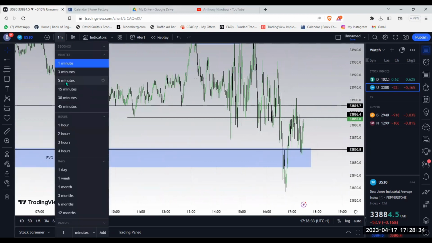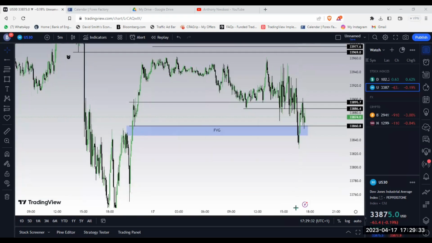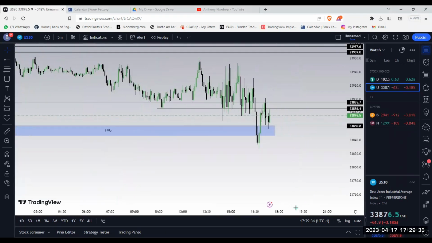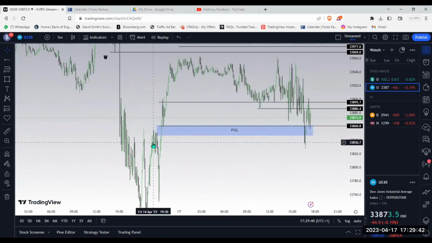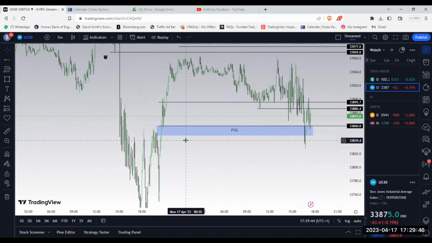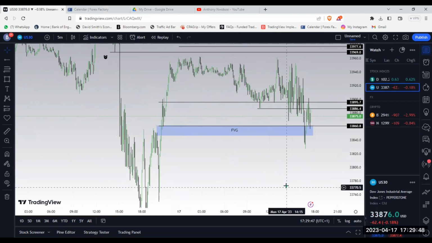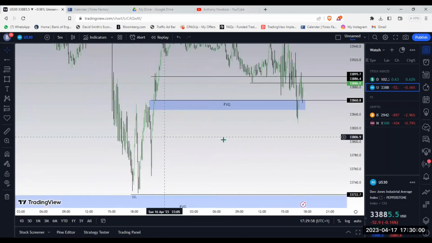So let's go to the higher time frame. Let's go to 5 minutes. You can see how price has traded into this FVG, into this breaker. You can see there's a breaker block here, which is your old high. So price has traded into this FVG and breaker block, right? This is a very strong zone.